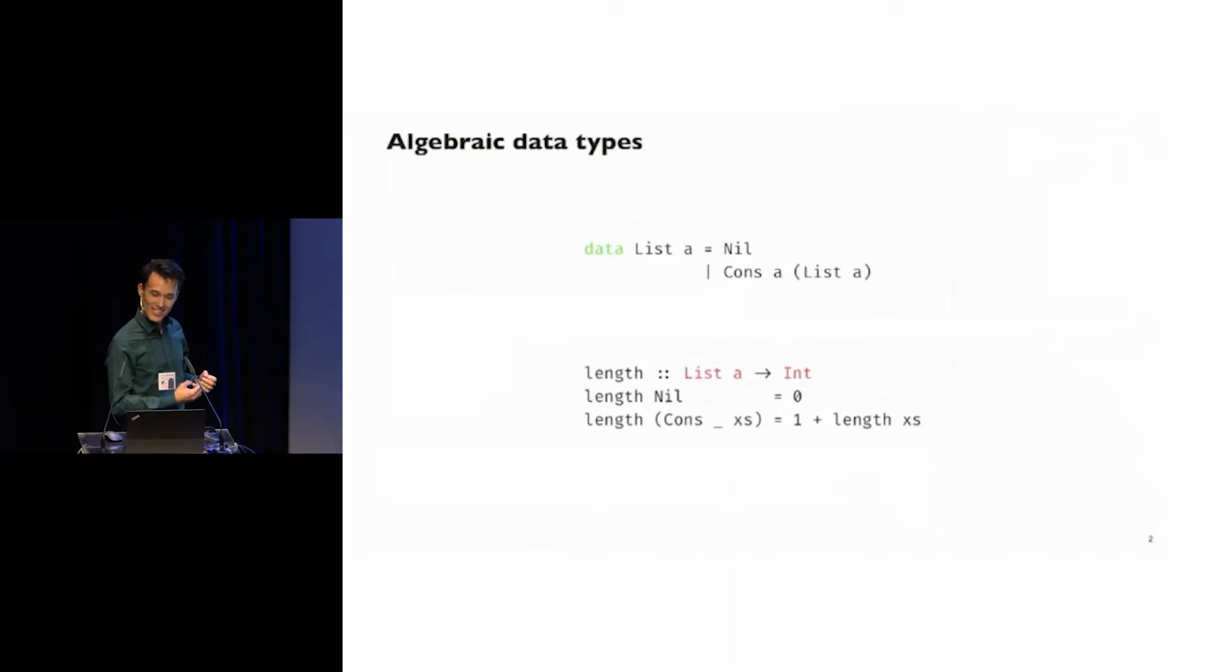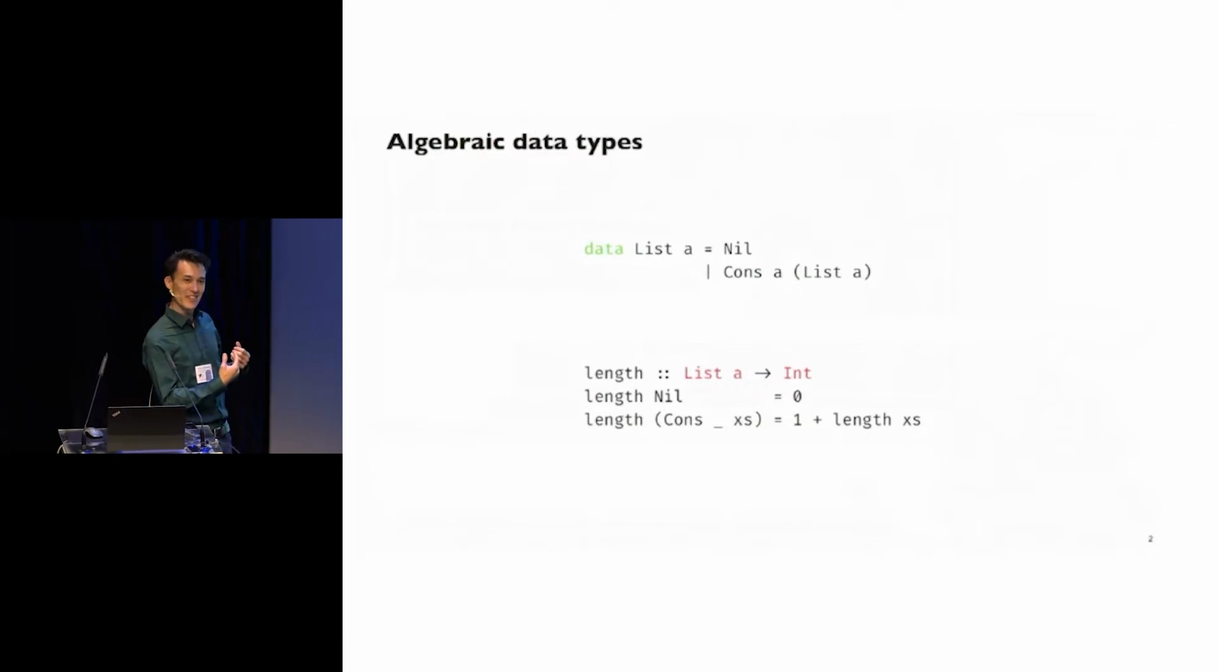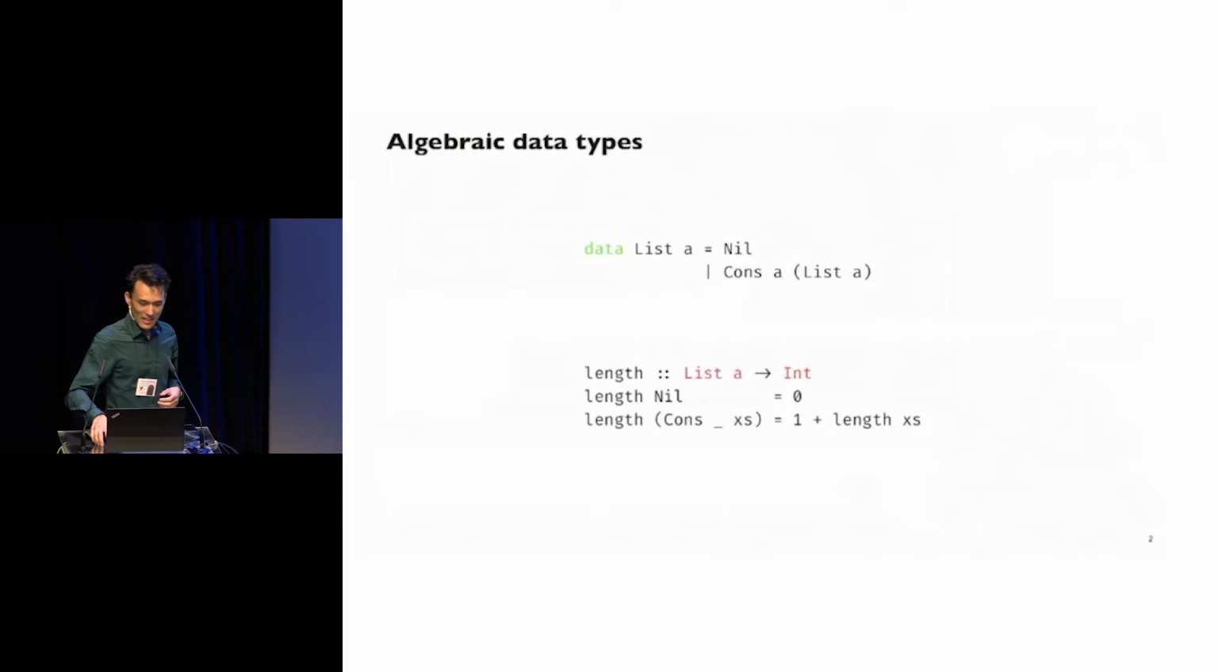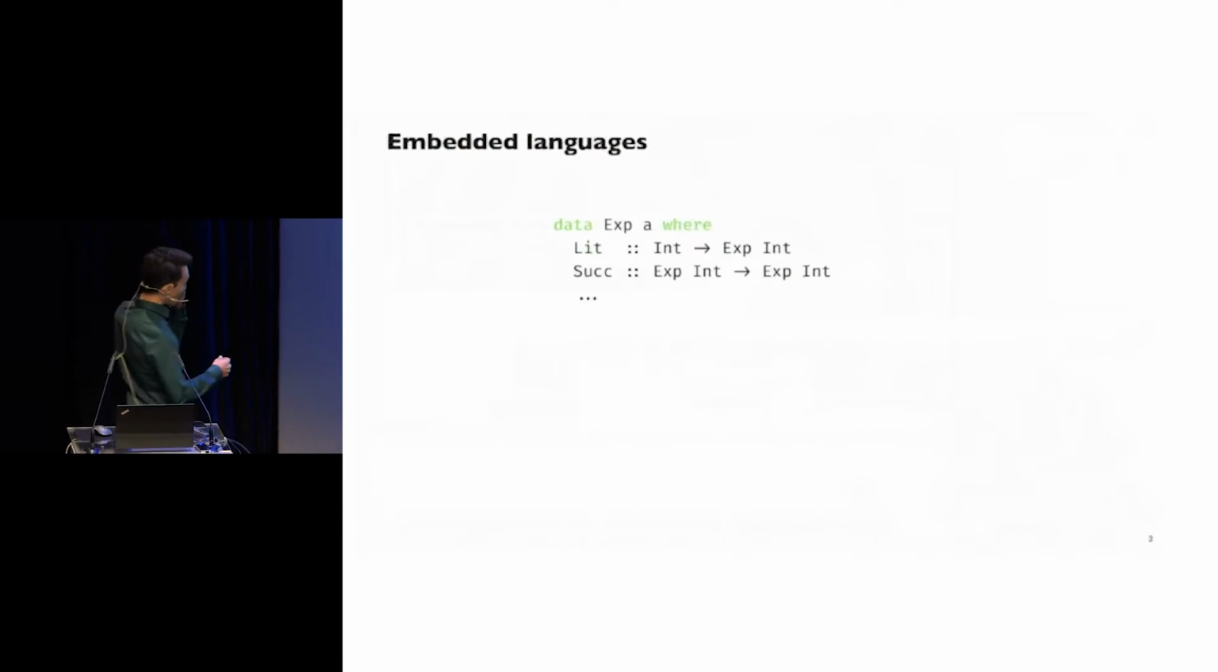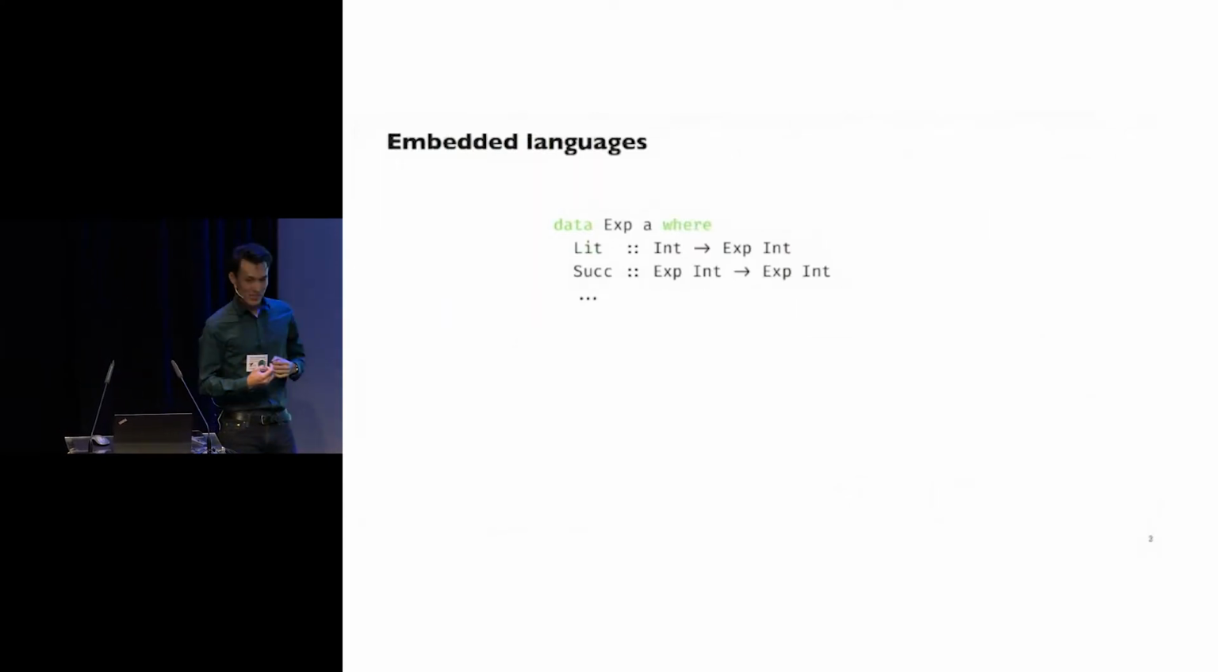And I think the evidence is there that it's a good thing, because other languages have started to steal these ideas, right? So we have these algebraic data types and we can write functions by pattern matching on the constructors. And so that's nice. And so there's another thing that you can do with that then, right?